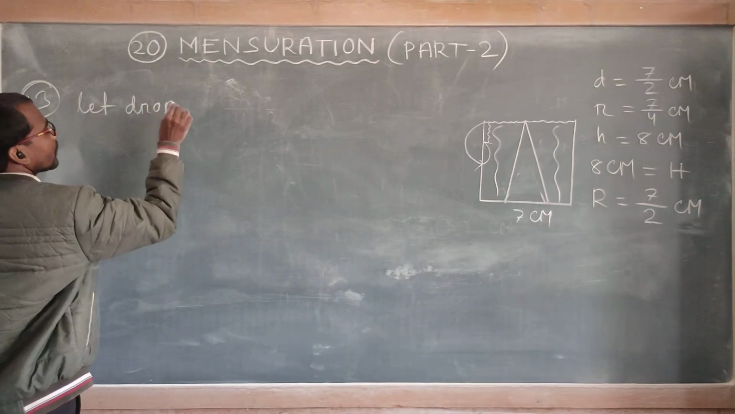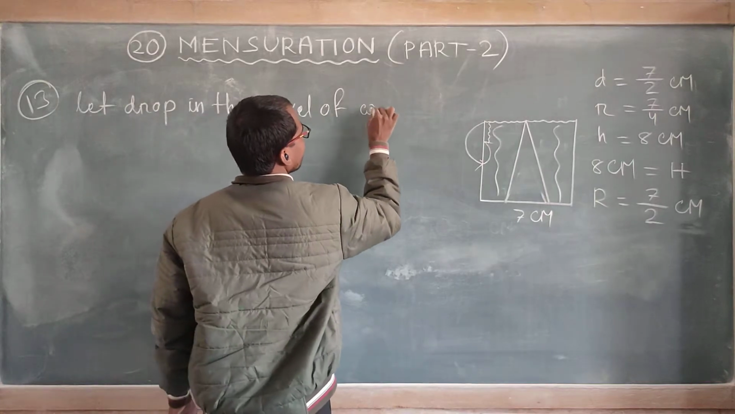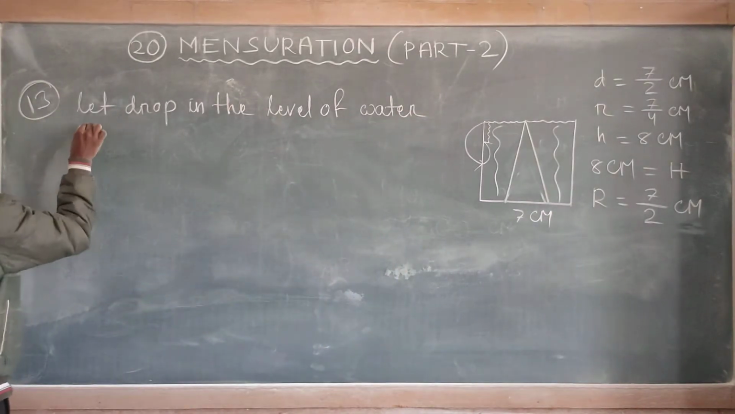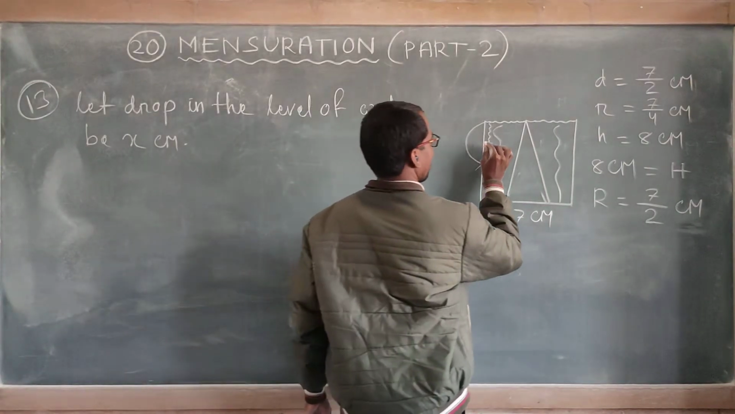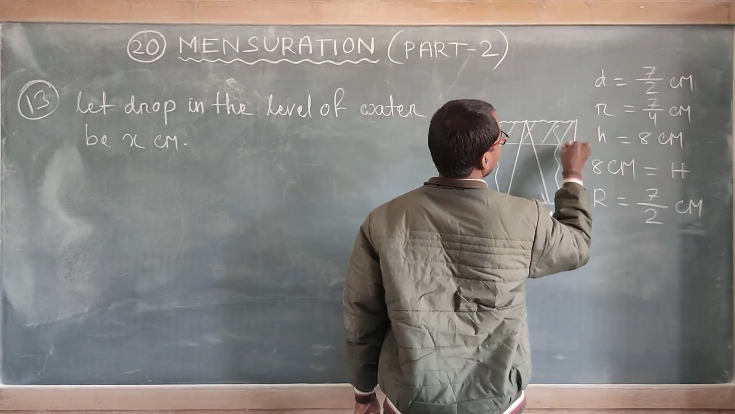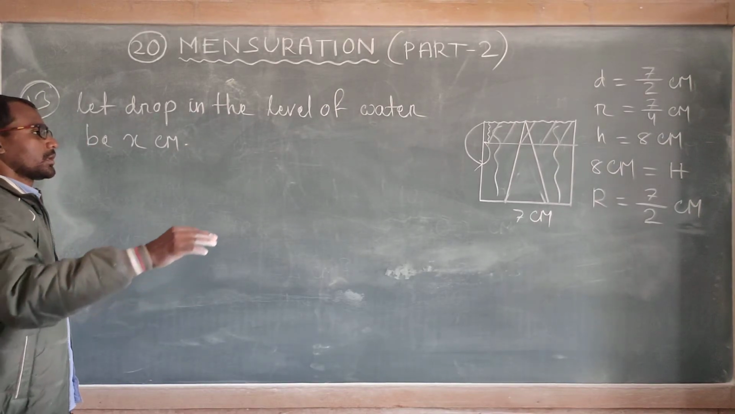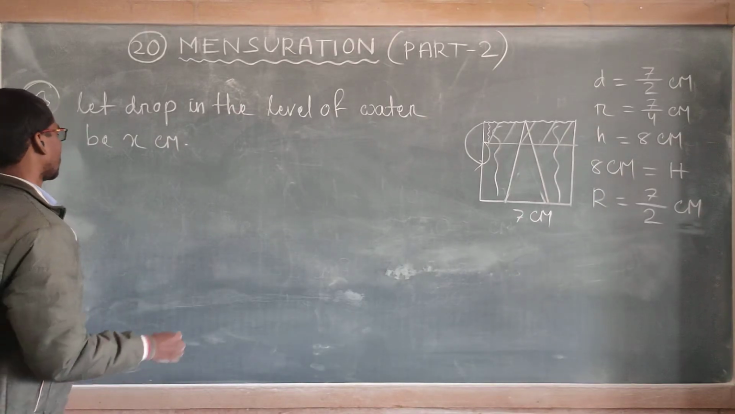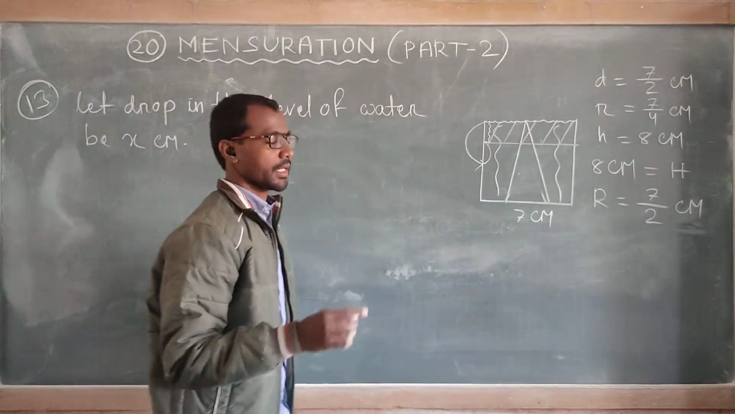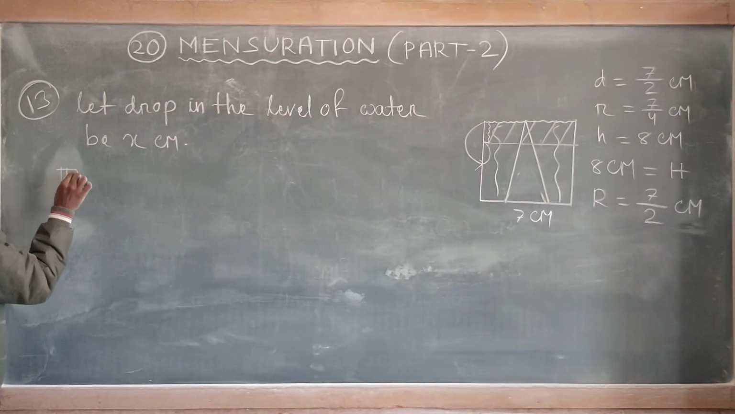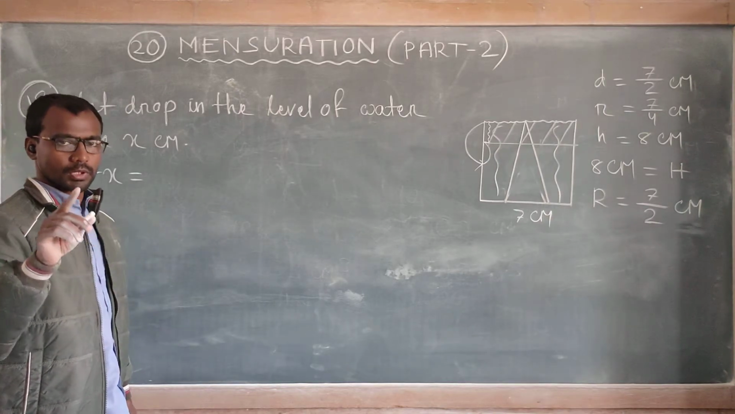Let the drop in the level of water be x cm. Now this gap means the fall in the volume of water. Here there is no water now. This gap was because of the difference in the volume of the two cones. So it is in the shape of a cylinder. This gap also is in the shape of a cylinder, a hollow cylinder. So that is pi R square x. Pi R square x is the difference in the volume of the two cones.